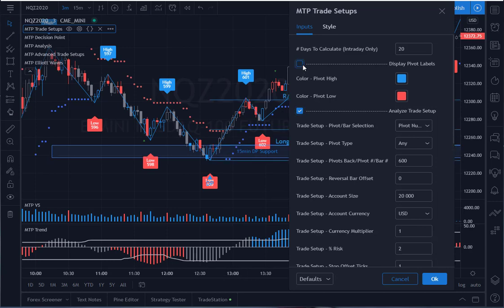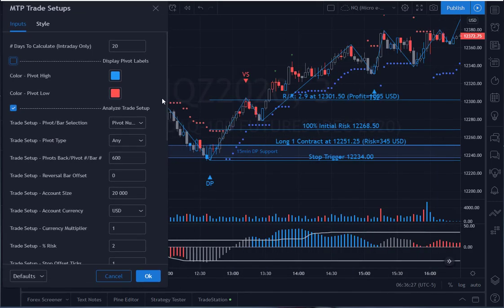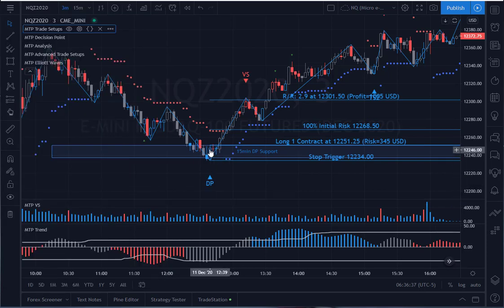Just turn the pivots off, labels off, so it just clears the chart up a little bit. Just wait till it recalculates. There it is. And here you can see our trade setup comes in. Remember, we take account of position sizing to keep our initial risk small and under control, so that allowed you to get a long trade set up off here going up into that first target.